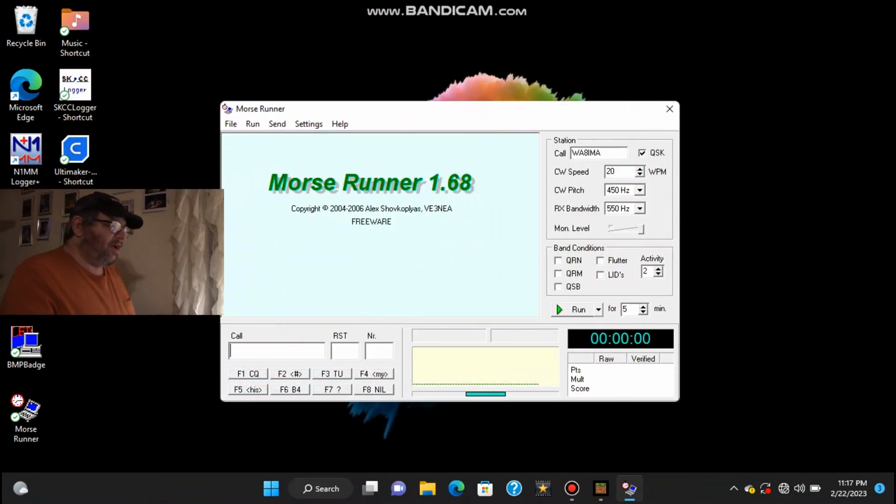Okay, here we are with Morse Runner. We're going to go through this setup here. It's already ready to go. We have my call sign right here. CW speed, that's the Morse code speed. Usually I run that at 38 words per minute, but I'm dropping it down to 20. That's a basic speed to run right now.